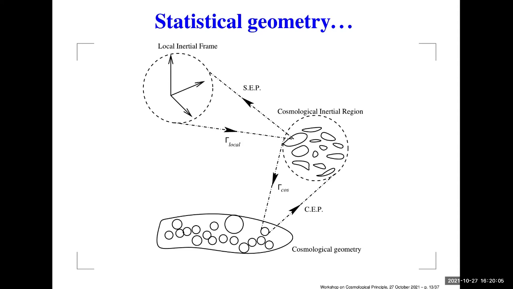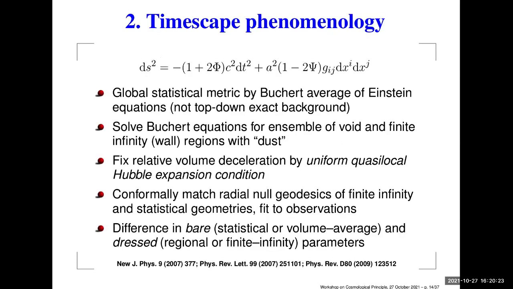So anyway, the claim here is that what we should be doing in the fitting problem is looking at a statistical geometry. The Hubble parameter is to some extent a gauge concept. I've built a phenomenology around this, and it works pretty well. It gives testable predictions.